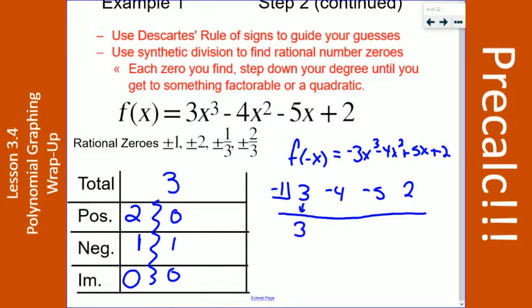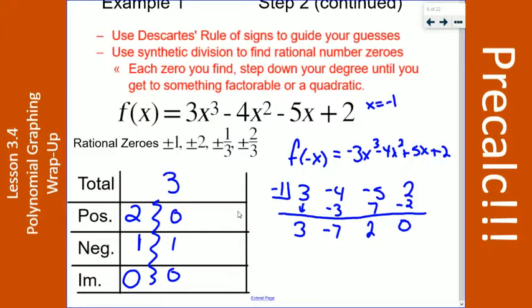3 comes down. Negative 1 times 3 is negative 3. Negative 4 plus negative 3 is negative 7. Negative 1 times negative 7 is positive 7. Negative 5 plus 7 is 2. Negative 1 times 2 is negative 2. And hey, would you look at that? 2 plus negative 2 is 0. And we've found a 0. So x equals negative 1 is a solution, is a 0.